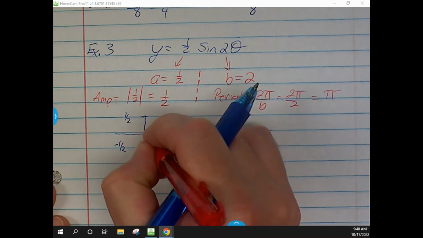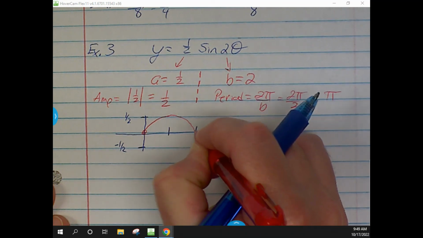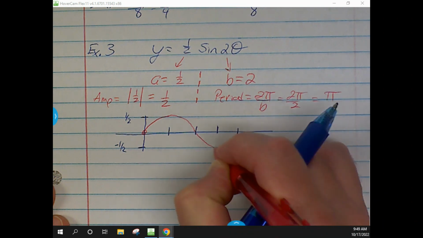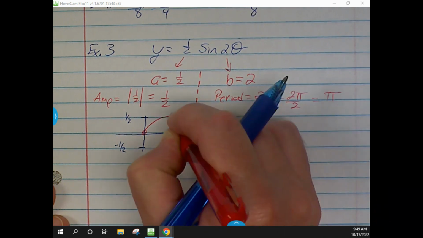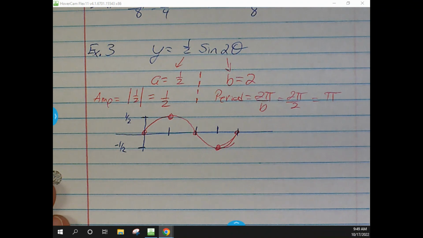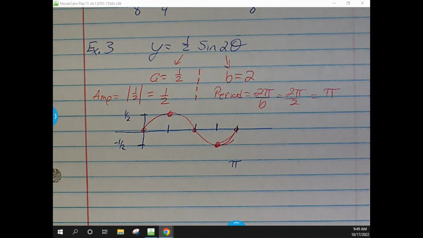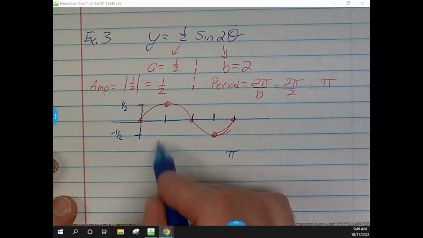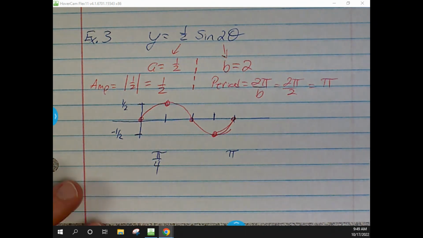Okay, so starting at 0, again, up to the top, back to the middle, to the bottom, and then back to the middle. And we know that last number that's here is pi, so we're good there. All right, now the good news on this one is, what happens when you take pi and divide it by 4? Yeah, pi over 4, right? You don't have to do anything. It's like, oh, okay, well, that's easy.